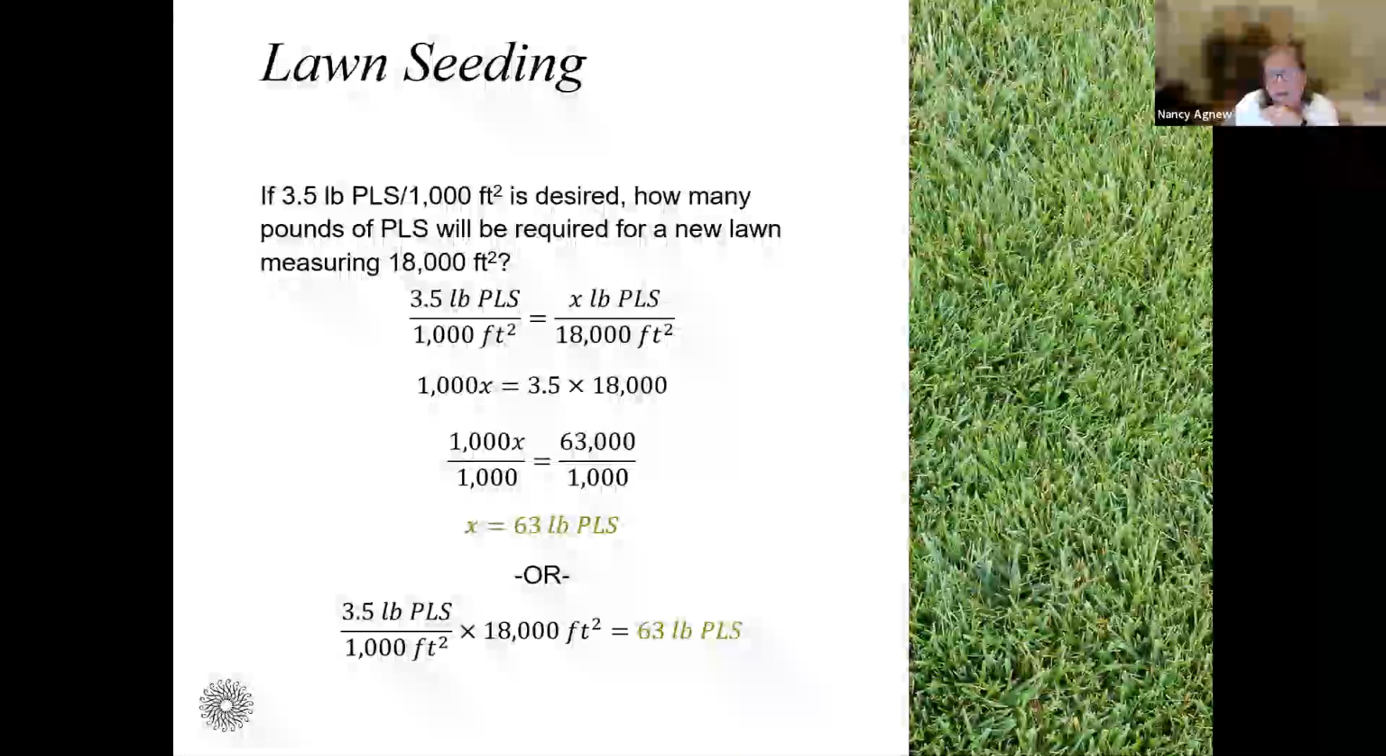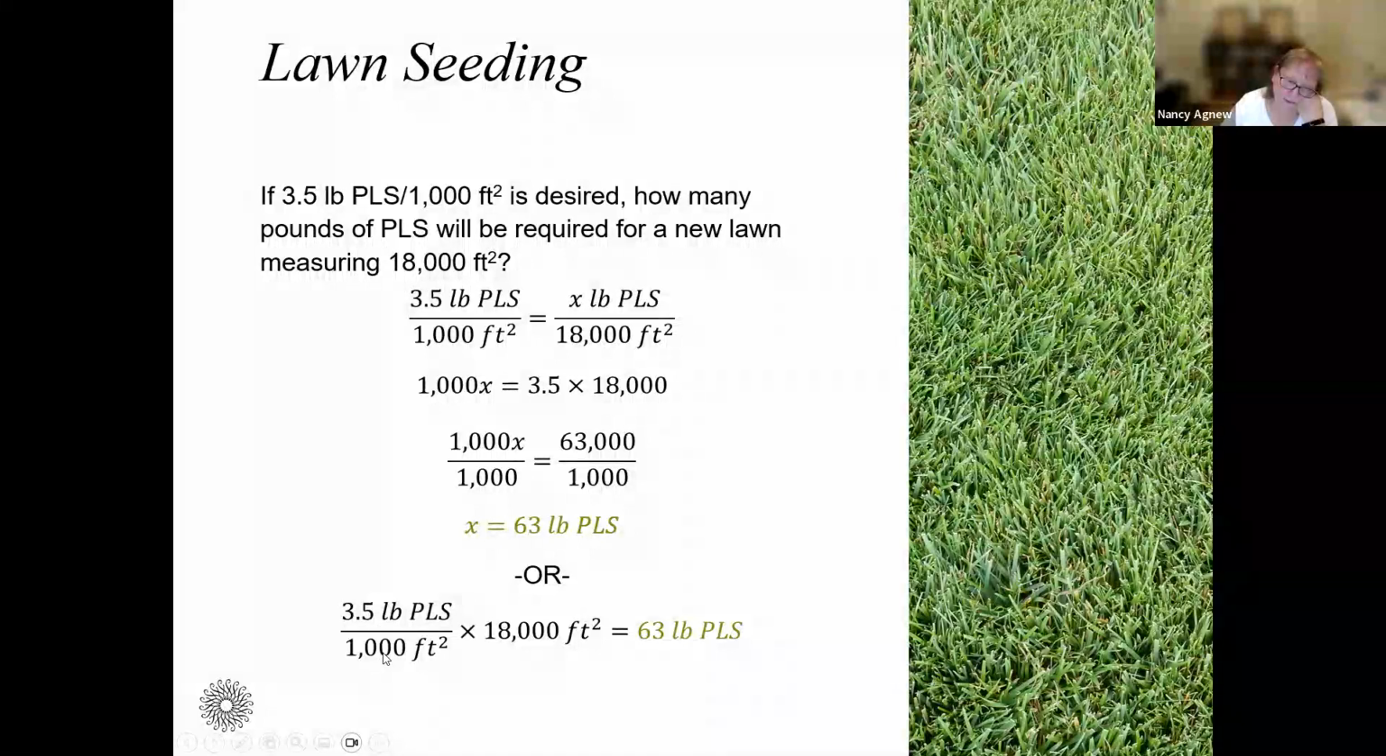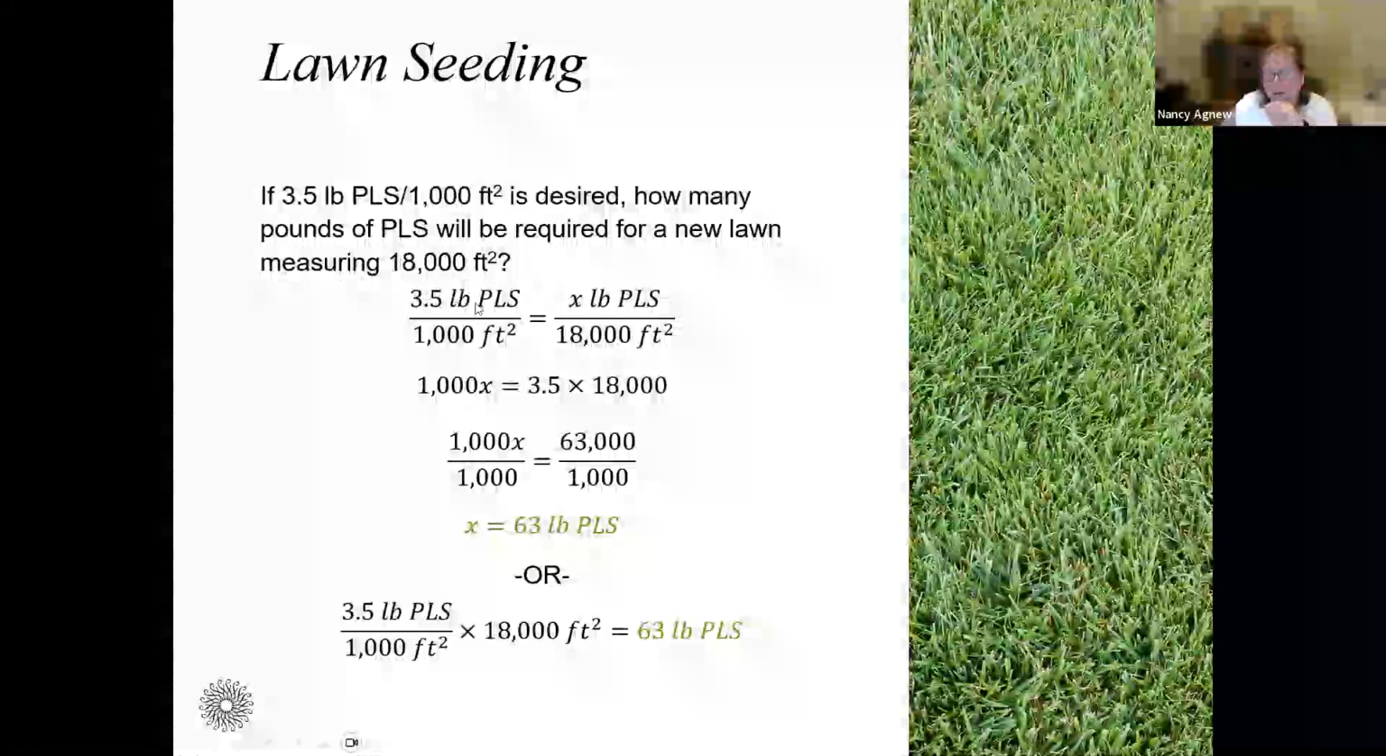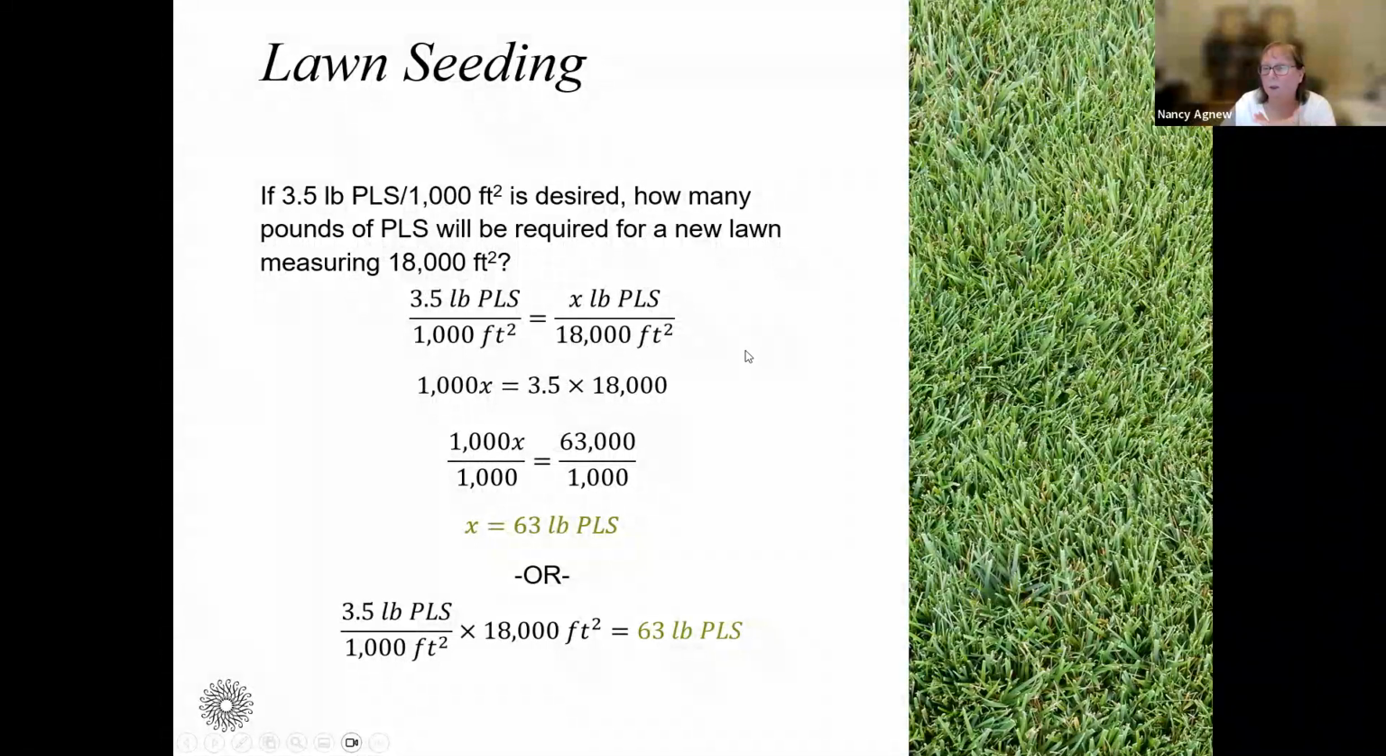The other way to calculate it is, the rate is 3.5 pounds pure live seed for every 1,000, and then we multiply it by 18,000. It gives you 63 pounds. Sometimes people kind of mess this up, so I always go back to a proportion. It just makes me feel more comfortable. I've got my pounds on the top and my square feet on the bottom, so I know I'm doing the correct math.